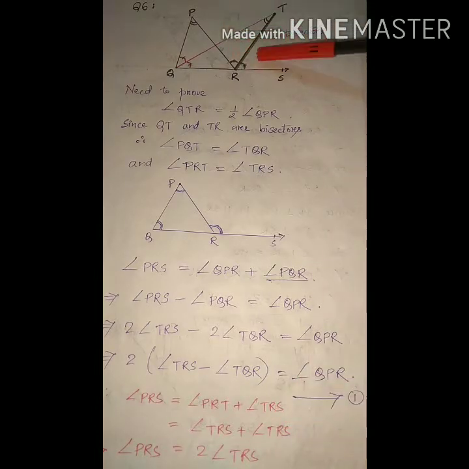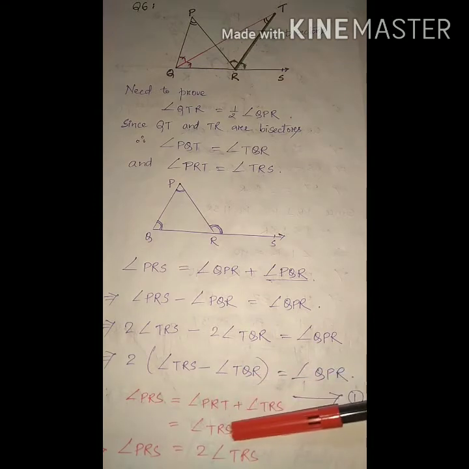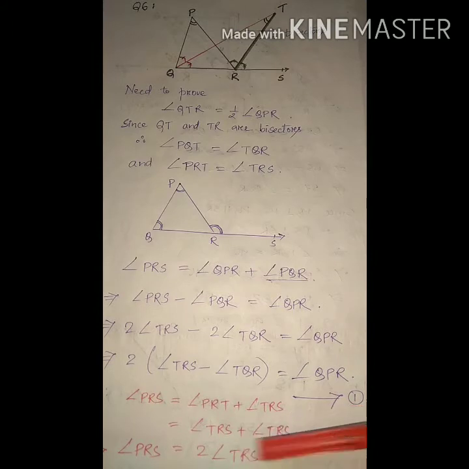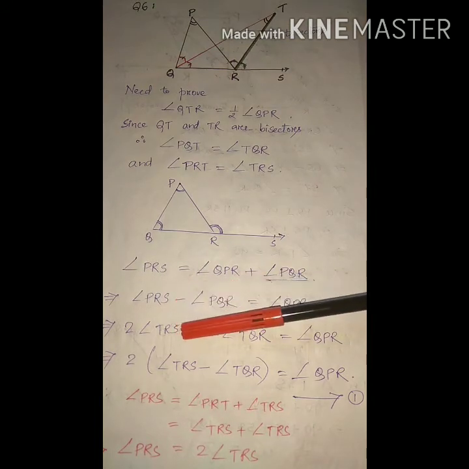Since we know these two angles are equal, in place of PRT, that means this angle, we can write TRS also. So that's why in place of PRT we write here TRS, you see. And TRS is already there. So TRS plus TRS is 2 times TRS. Is it clear now? So that's why here in place of PRS we write 2 times TRS. I think all of you understood this.